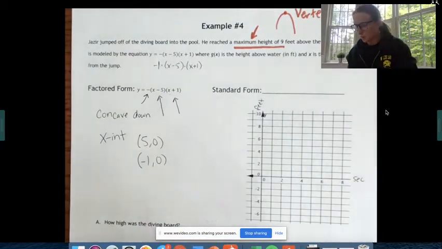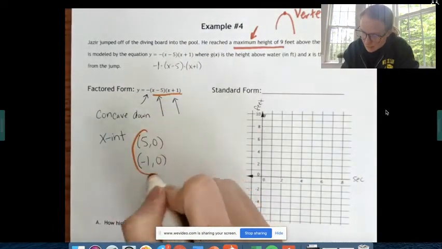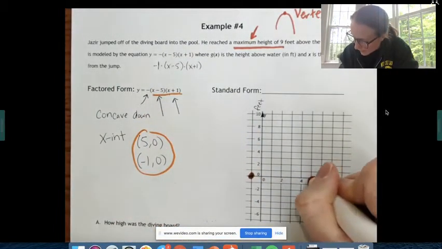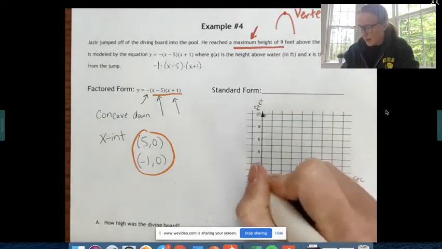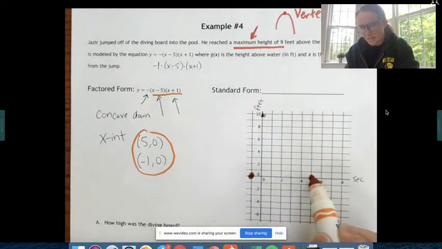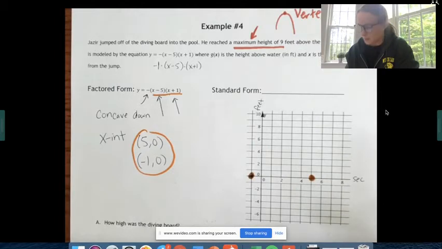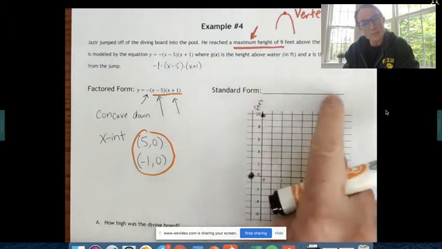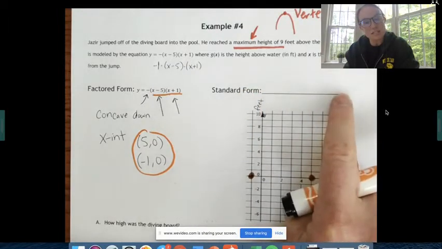All right, so we know that it's going to be concave down, and we know that these create these x-intercepts. So I'm going to plot one at -1 and one at +5. Now, I know that this is at -1 and this is at +5, my two x-intercepts. I don't know where my y-intercept is, but I can tell that if I put it in standard form. So we'll do that in just a second.